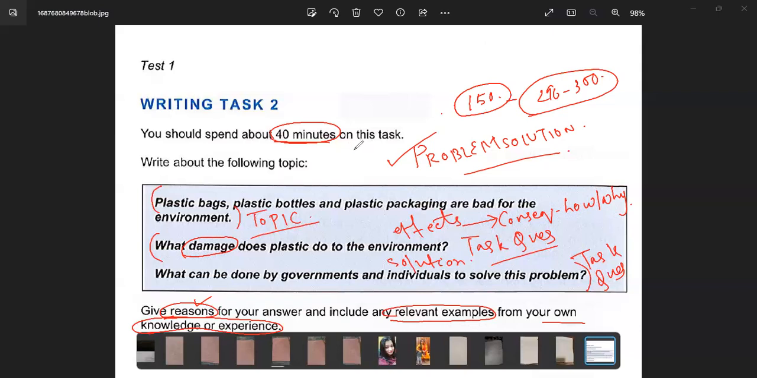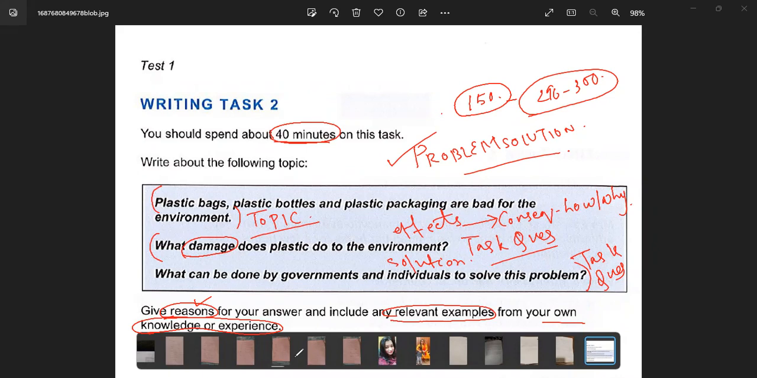Okay, so that's how it is. This is one thing. And the second thing is, if you look at this, and relevant examples from your own knowledge or experience. So you're supposed to give evidence and examples from your own knowledge and experience. Correct. So what happens is that, say, for example, you say what can be done by governments and individuals to solve this problem. Okay. So maybe you give me a solution.